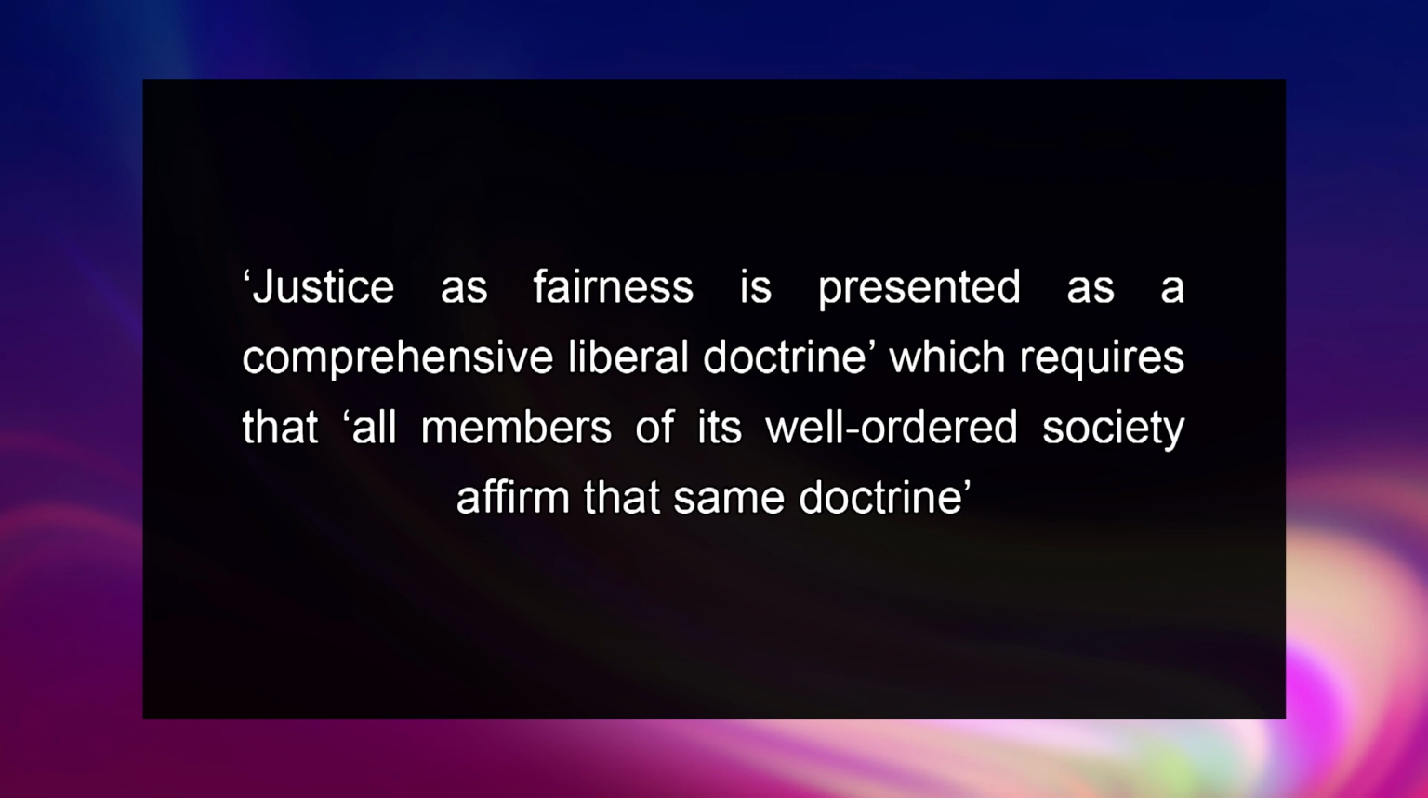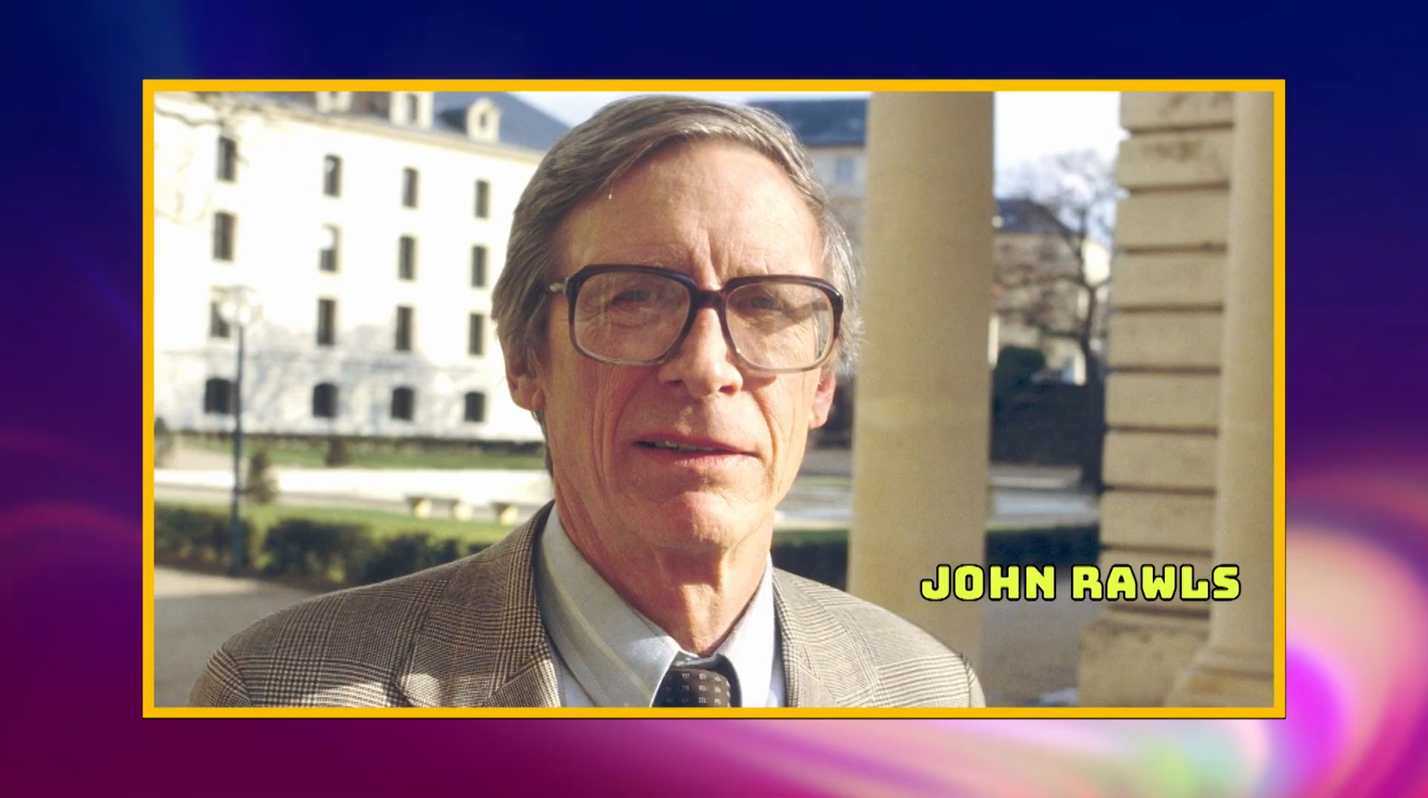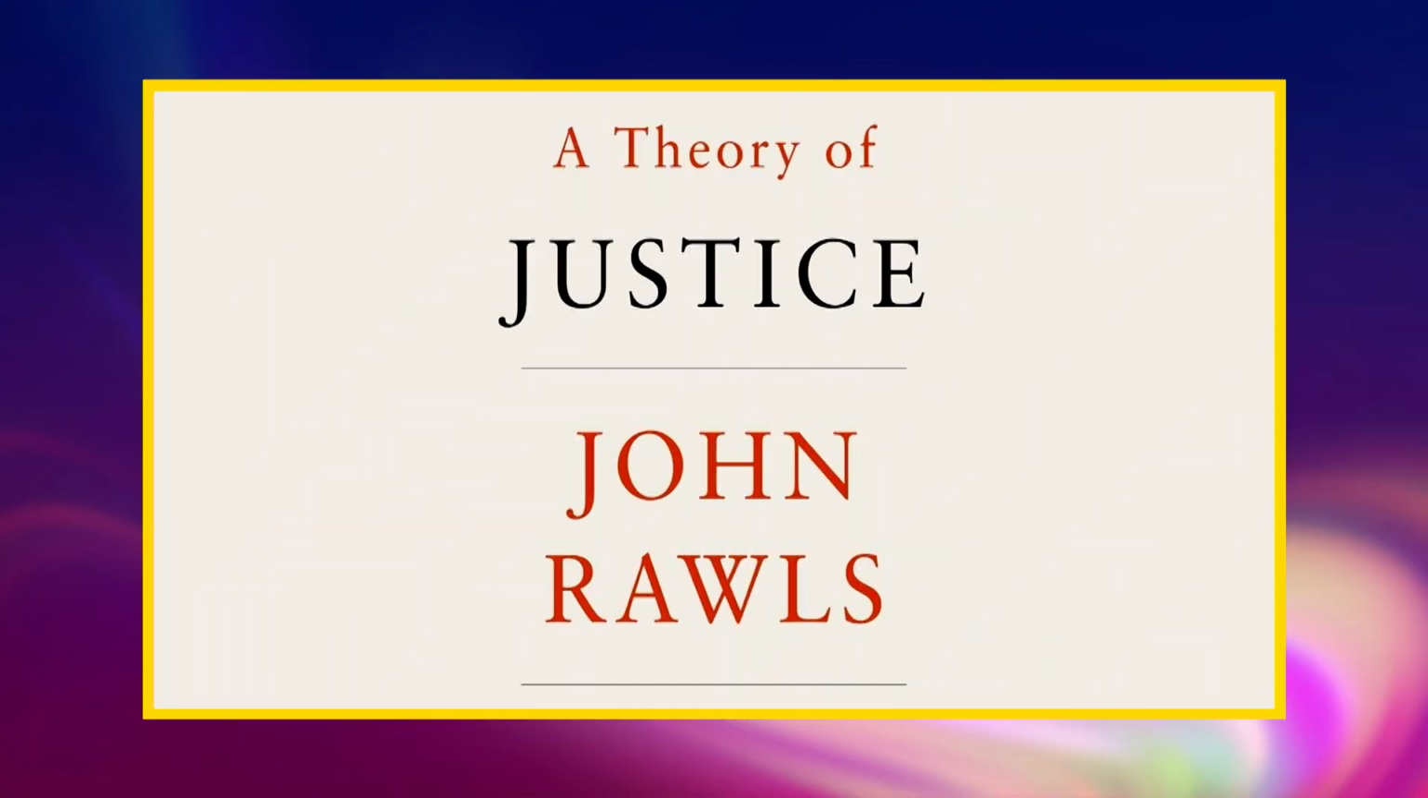Justice as fairness is presented as a comprehensive liberal doctrine which requires that all members of its well-ordered society affirm that same doctrine. But given the plurality of views that persists under free institutions, Rawls has now come to recognize that the agreement that A Theory of Justice presupposed is impossible within a liberal political order. This kind of well-ordered society contradicts the fact of reasonable pluralism, and hence political liberalism regards that society as impossible.